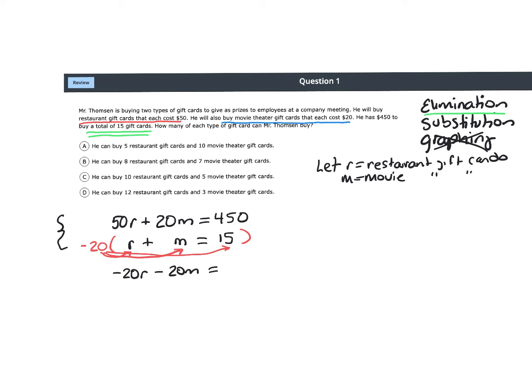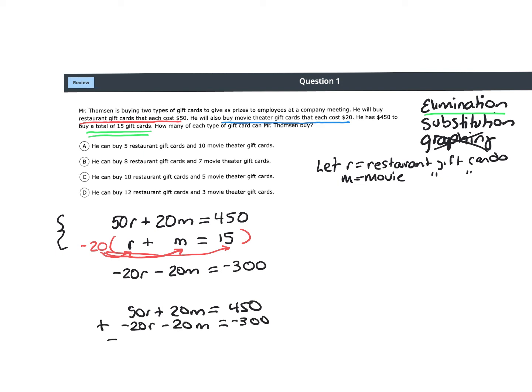And keep in mind, if you need a calculator for anything, you can use that on your screen. That would give you negative 300. When I'm doing a state test or any kind of test, I always double check my calculations, even if I think I know them. So now you have your new equation. I'll rewrite it for you. So the new system will look like 50r plus 20m equals 450, and negative 20r minus 20m equals negative 300.